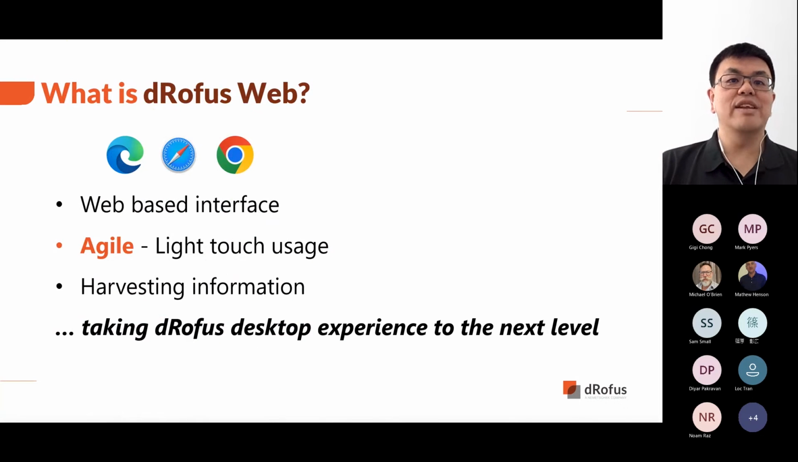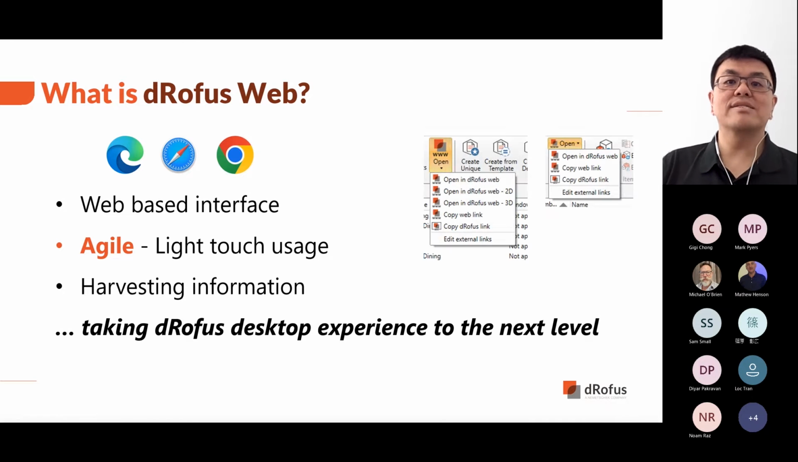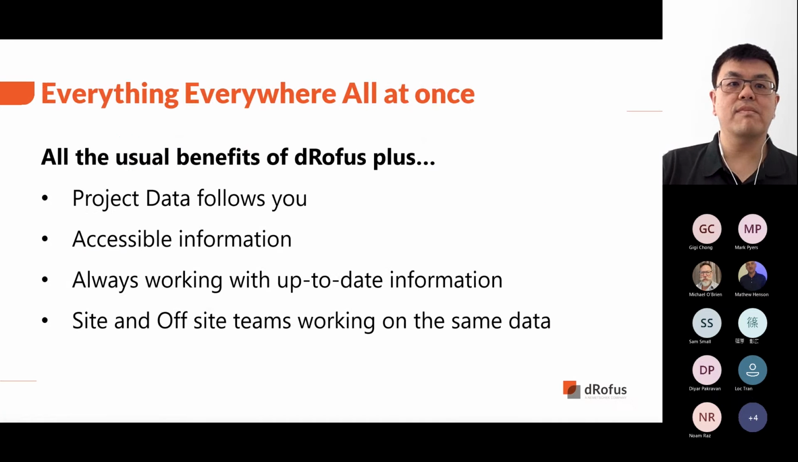And dRofus Web takes this to the next level. To complement the desktop experience, dRofus Web allows you to access the same project data. It works in a browser, with no apps to download. That means you can look at your project information on any device with a web browser and internet connection. If you're already using dRofus for your project, you can access dRofus Web by looking for these icons in the desktop client. Because all you need is a web browser and internet connection, you can continue to work collaboratively with your team and enjoy the benefits of dRofus on your project.